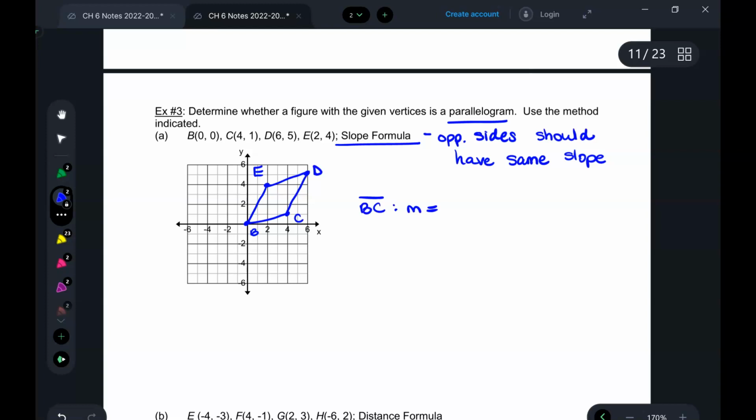Since we have it graphed, it's actually really easy to just count rise over run, or we could do y2 minus y1 over x2 minus x1. But if we did that here, it's really easy. 1 minus 0 over 4 minus 0, so 1/4. We go from B to C, we go up 1, to the right 1, 2, 3, 4. So slope is 1/4.